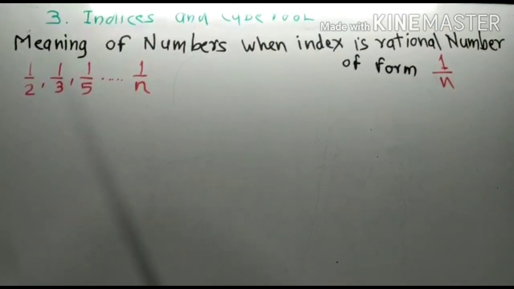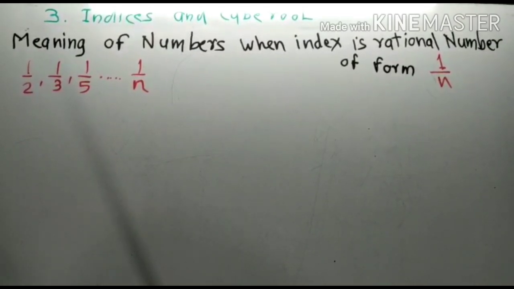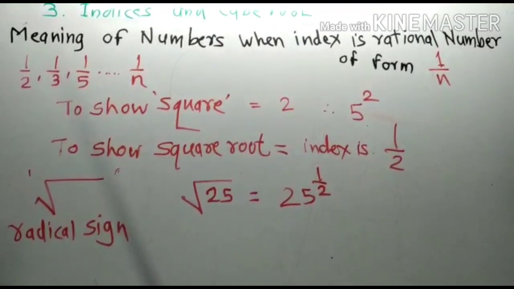Now we learn about our next topic, meaning of the numbers with rational indices. Meaning of the number where the index is a rational number of the form 1 upon n, like this 1 upon 2, 1 upon 3, 1 upon 5. When there is any index of this form on a number, how do we find it? Look at this example.